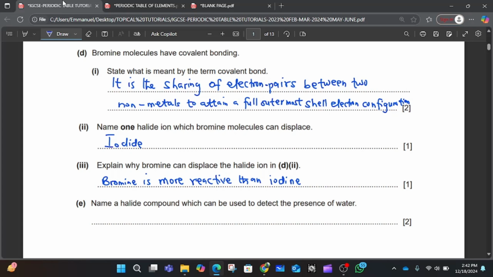E. Name a halide compound which can be used to detect the presence of water. The only halide compound which is used to detect the presence of water is anhydrous cobalt(II) chloride. Anhydrous cobalt(II) chloride is blue in nature. When it comes into contact with water and becomes hydrated, it turns pink. Notice that in this question they said name, not the chemical formula, so you have to write the name.